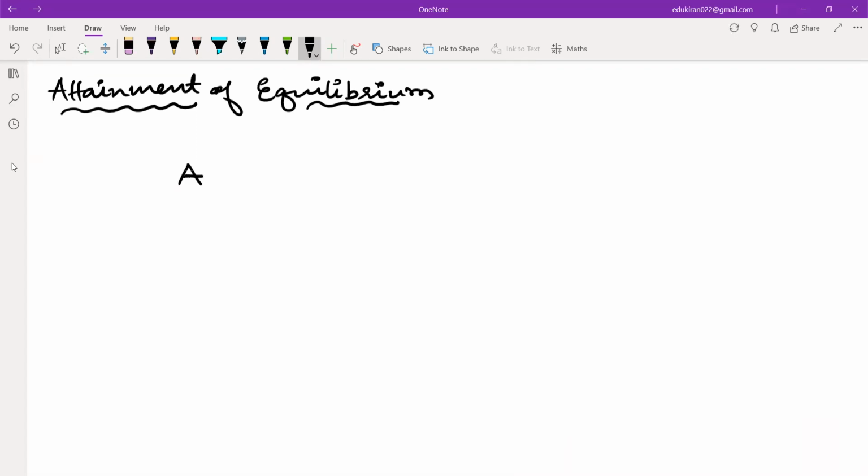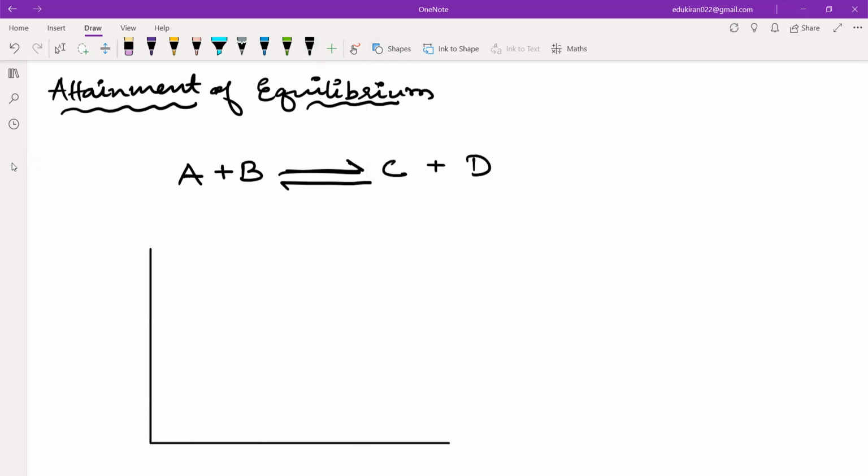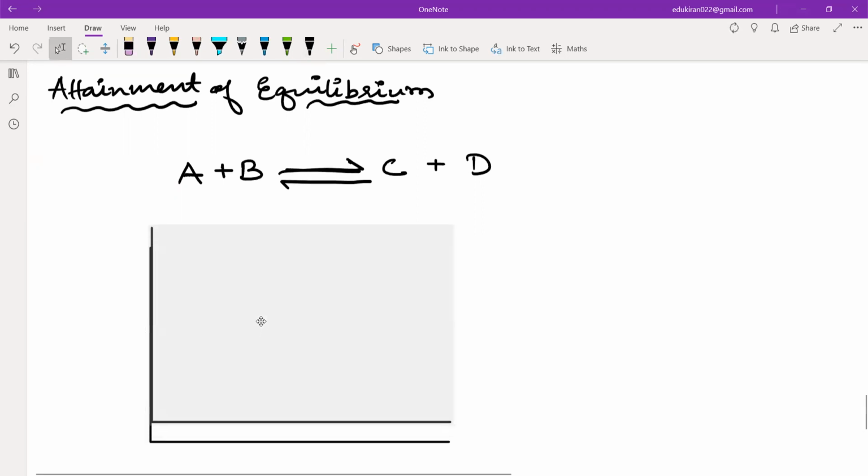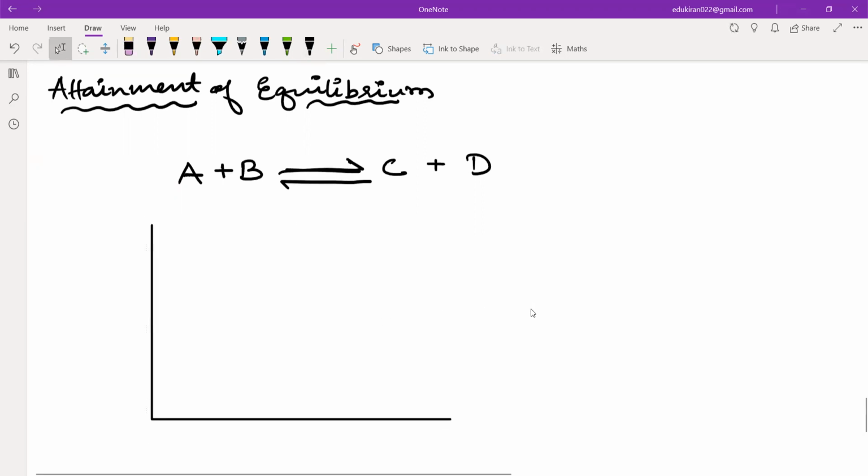I have A, and then I added B, and I am going to get C plus D. Initially, I'm here writing the rate, and here is the time.